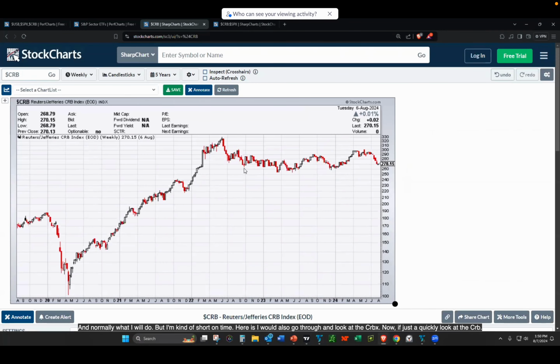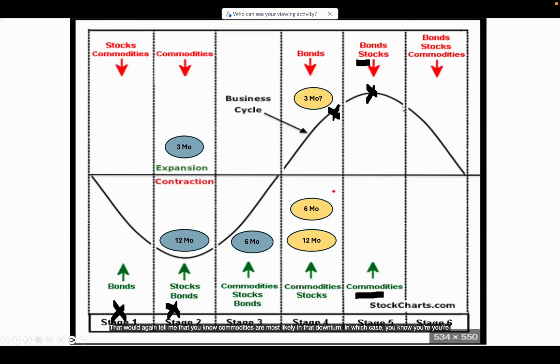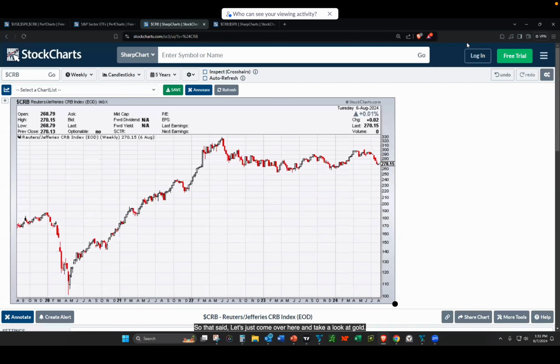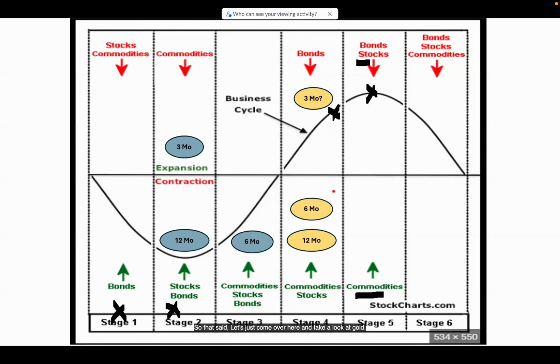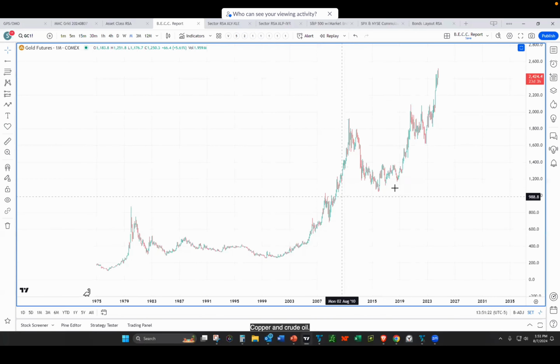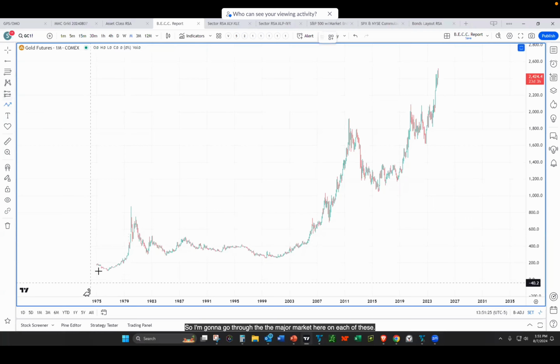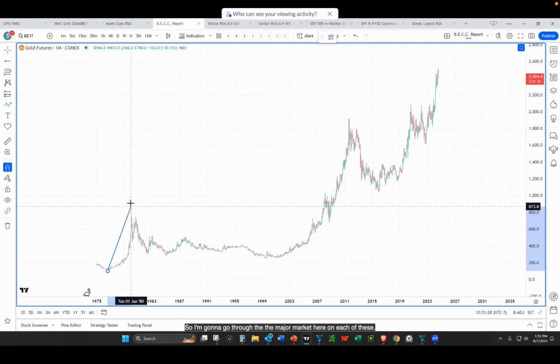Now, just to quickly look at the CRB, and again, this is only going back 5 years, what you'll notice is that we're not in a downtrend. It's a slight uptrend, but it's just been range bound since 2022. So if we were to see that the CRB was breaking down below that 260, 250 level, that would tell me that commodities are most likely in that downtrend, in which case you're certainly in that stage 6. So that said, let's come over here and take a look at gold, copper, and crude oil. I'm going to go through the major market structure here on each of these.